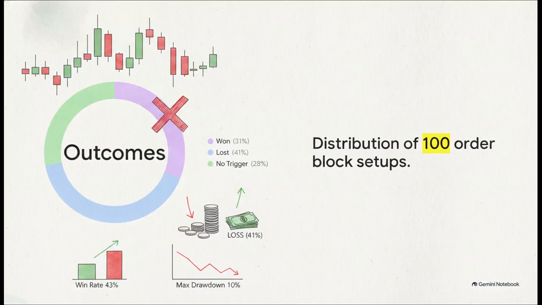Now, here's where it gets really interesting. Check out how those 100 trades actually played out. 28 of those setups never even triggered. The price simply didn't return to the unmitigated zone, so they were canceled. But of the ones that did play out, 41 setups ended up hitting the stop loss, while only 31 hit that 1-to-2 profit target. That leaves us with an overall win rate of literally just 43%, with the account experiencing a max drawdown of 10% during the test.